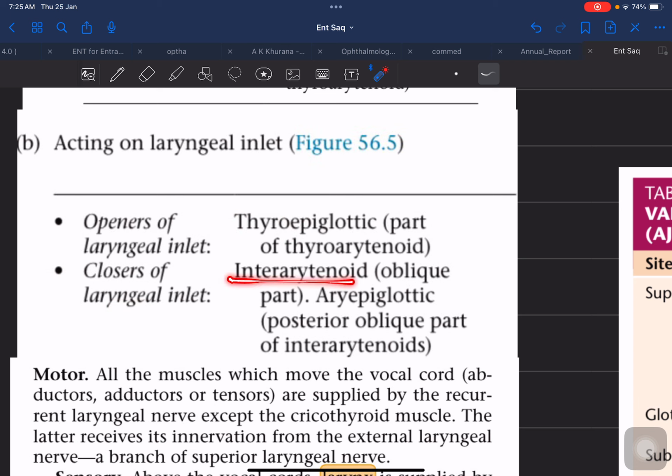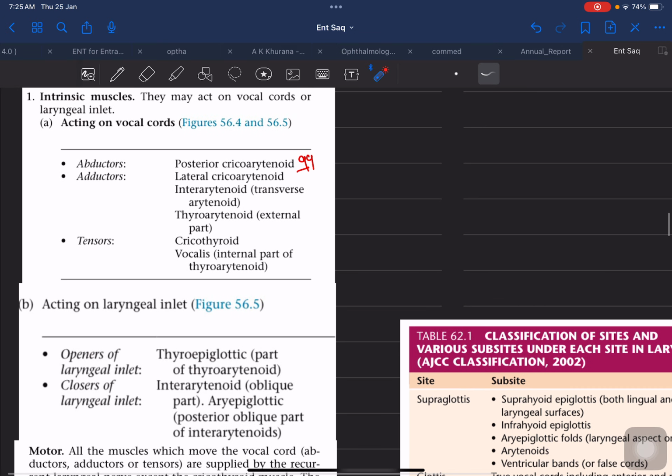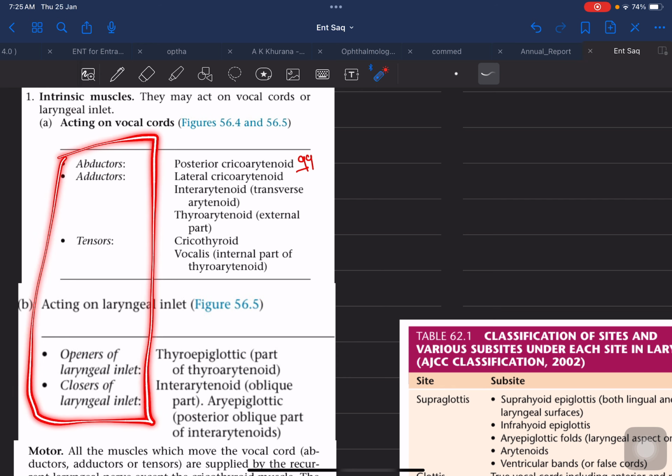The closer of the laryngeal inlet is the interarytenoid, which was also an adductor. These are the several intrinsic muscles acting on the vocal cord and laryngeal inlet. Overall, these were the intrinsic muscles with their functions. We already talked about the functions.